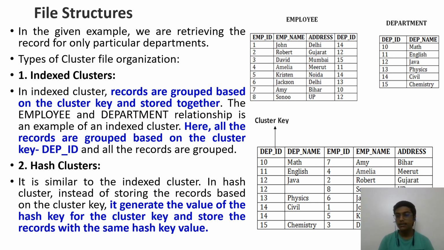First one is the indexed cluster. In an index cluster, records are grouped based on the cluster key and stored together. The employee and department relationship is an example of an index cluster, as given on the right side. The second one is the hash cluster. It is similar to the indexed cluster. In a hash cluster, instead of storing the records based on the cluster key, it generates the hash key value for the cluster key and stores records with the same hash key value.